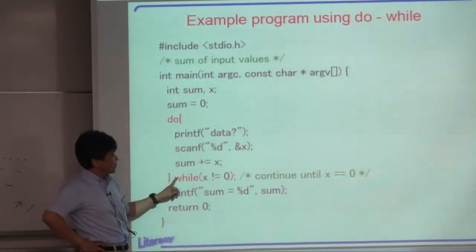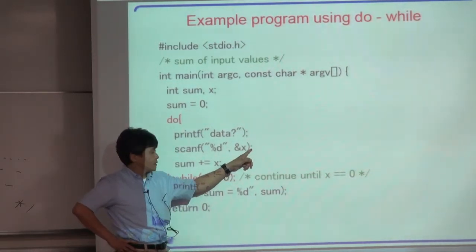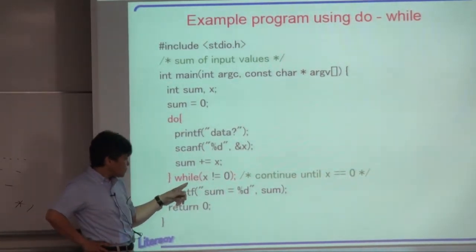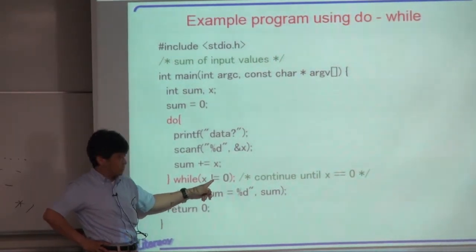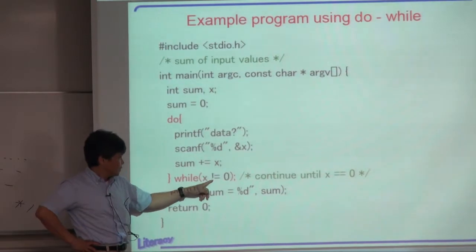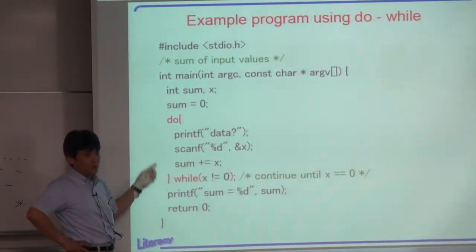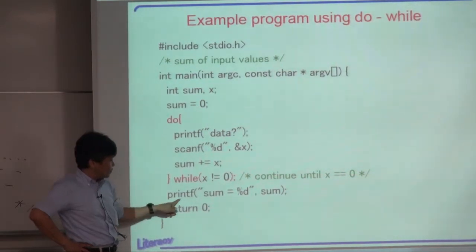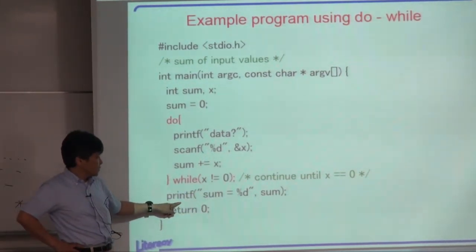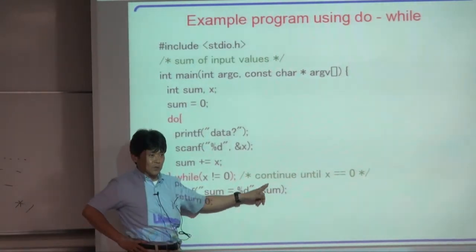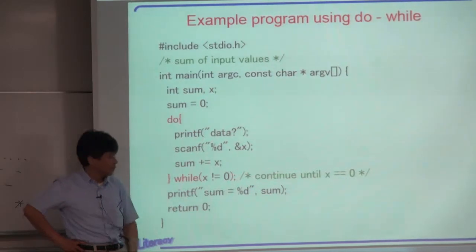If you enter 0, then this condition will be false. So the process exits from this loop. Then this printf function will be executed, and you can see the total, the summation of your input data.